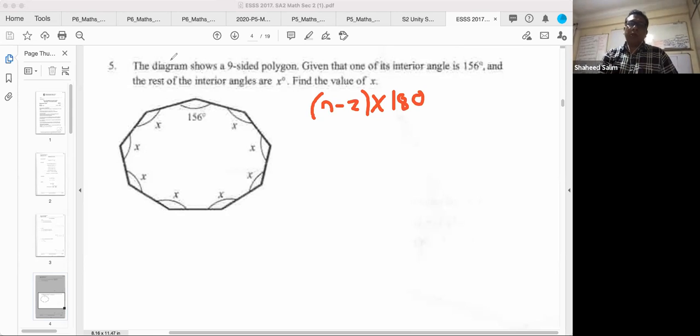This topic is under polygons. You need to know how to find the sum of the angles. So once you find the sum of the angles, you know that this plus this plus this equals what. Once you know that, you know how to do it. It's a home run.